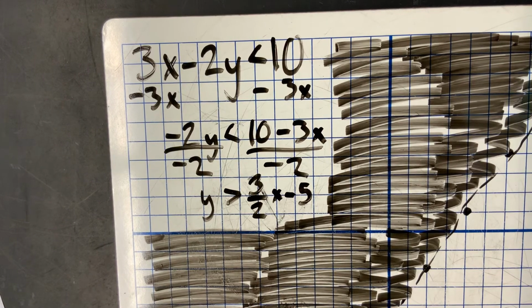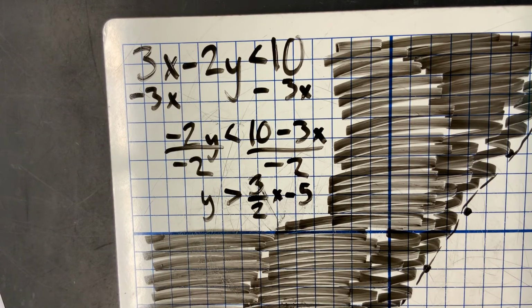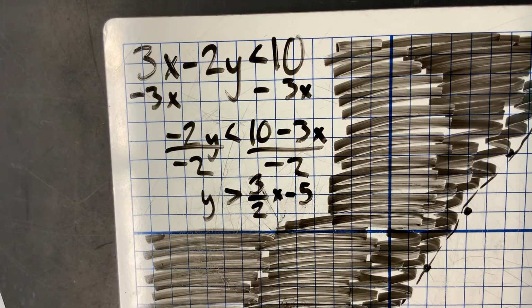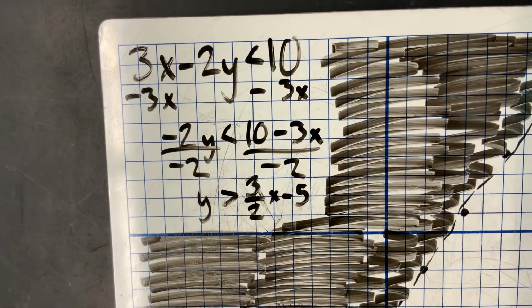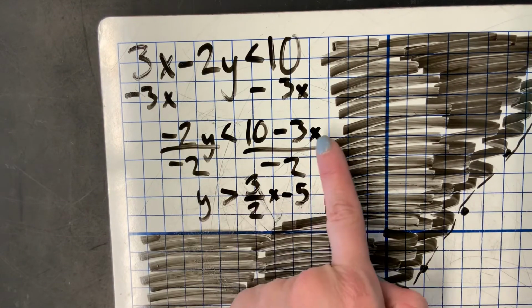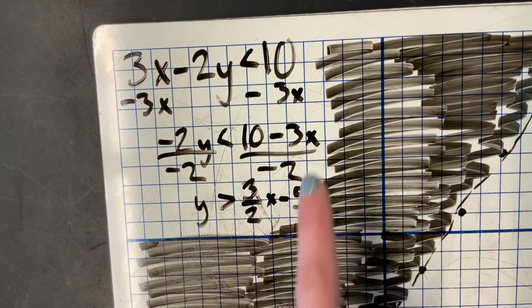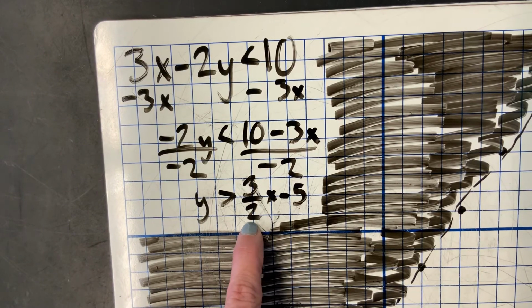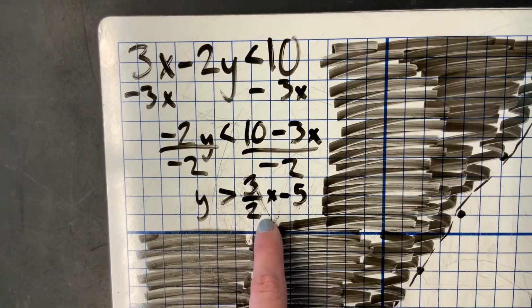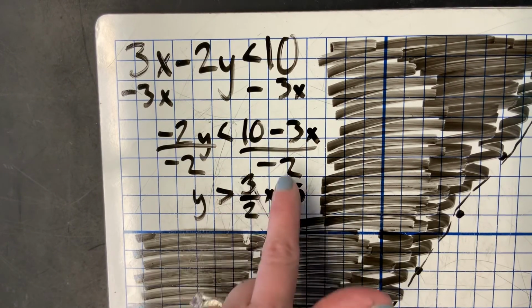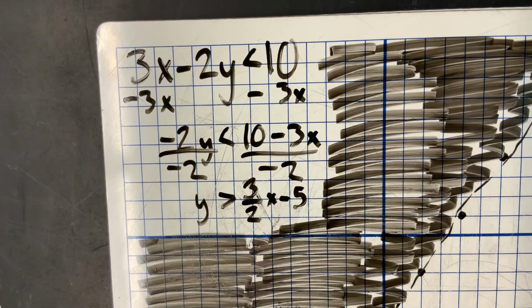He flipped it. Why? Divided by a negative number. You got to flip the inequality symbol. Most of y'all did that, so good job. Negative 3x divided by negative 2 becomes a positive 3 over 2. And I like how you moved it around to get the x term first, so I know that's the slope. And then 10 divided by negative 2 is the y-intercept of negative 5.